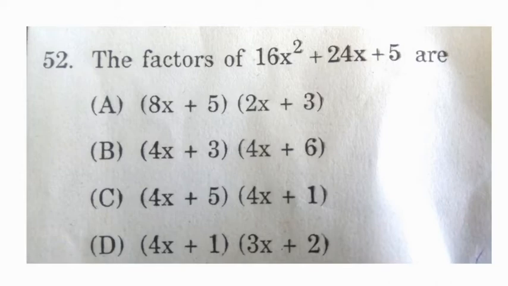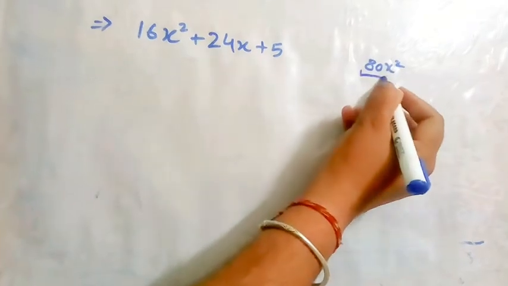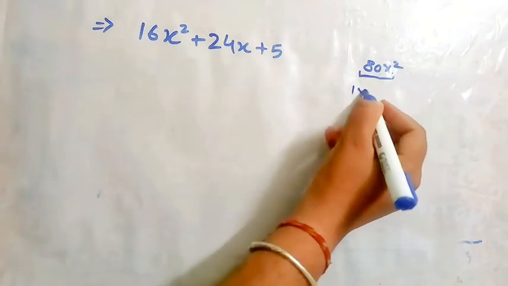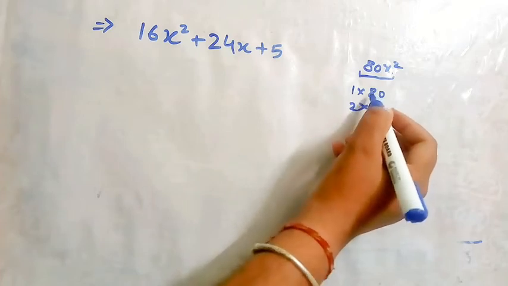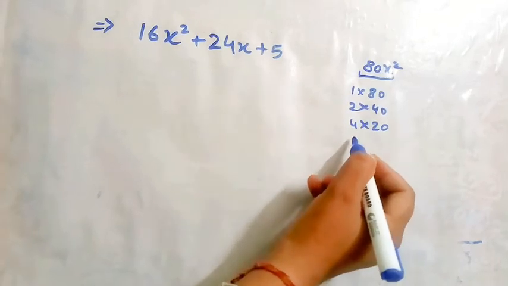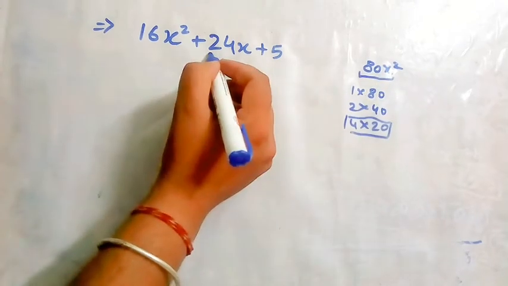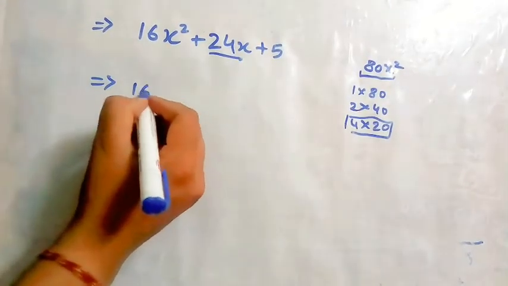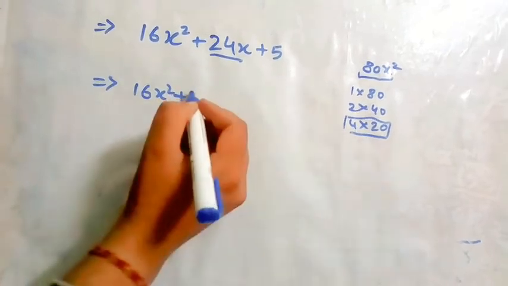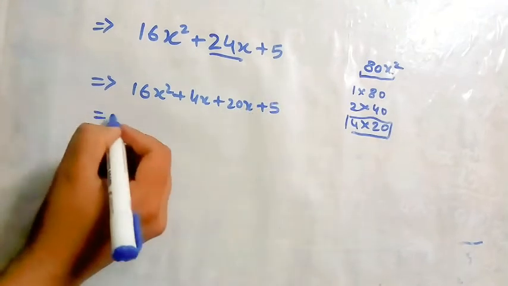Now let us see the next question. The factors of 16x square plus 24x plus 5 are? Now let us see the solution. Our equation is 16x square plus 24x plus 5. So 16 fives are 80. Take the product of the first and last term. So we have to find a pair whose product is 80 and sum is 24. So the pair is 4 into 20. So replace 24x by 4x plus 20x plus 5.